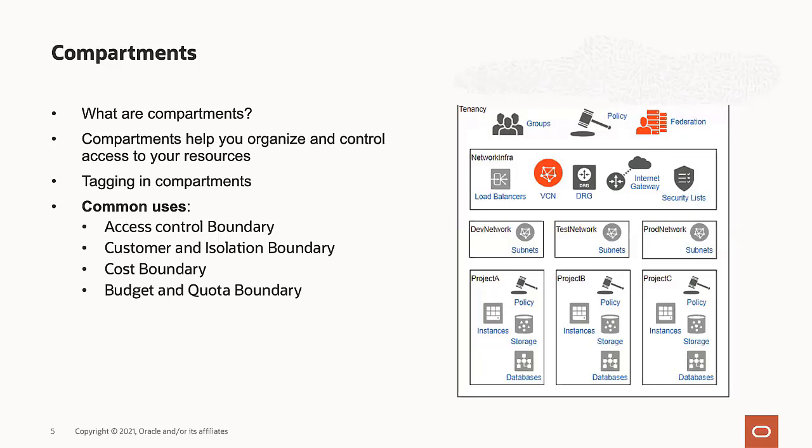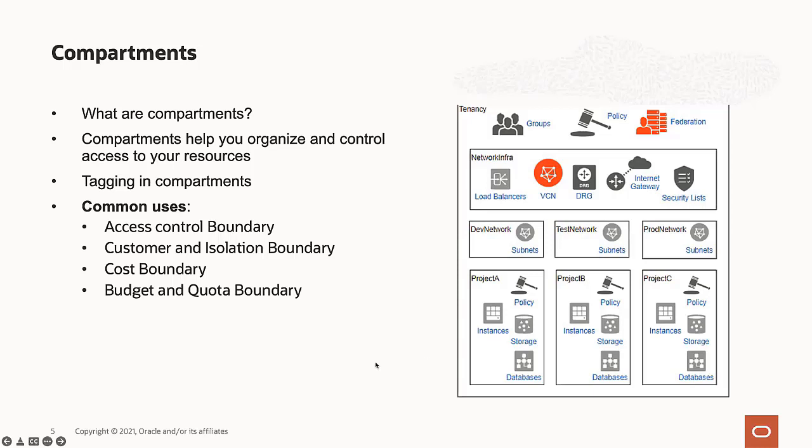If you look at our visual here, we have our network infrastructure compartment. We can see that a lot of our networking components, such as our load balancers, virtual cloud networks, and some gateways, are located within our network infrastructure compartment. But you can also break these out to organize your resources, whether that be by environment or by team. And then you would apply policies to the groups that you create for these compartments, depending on which users or resources you want to access the resources in these compartments.